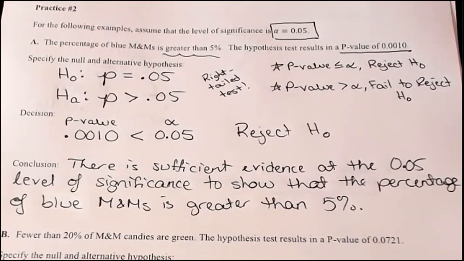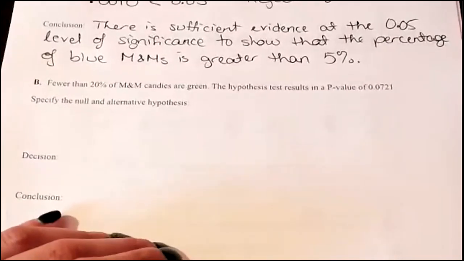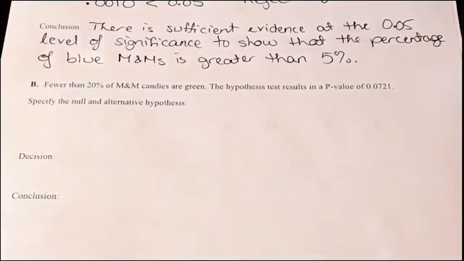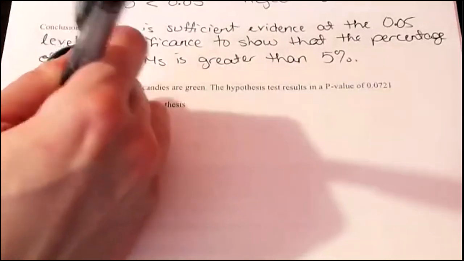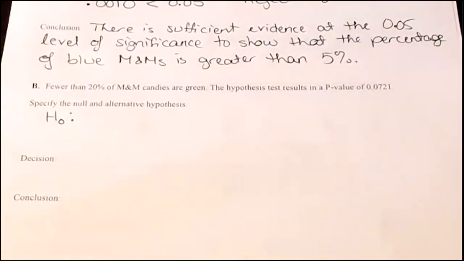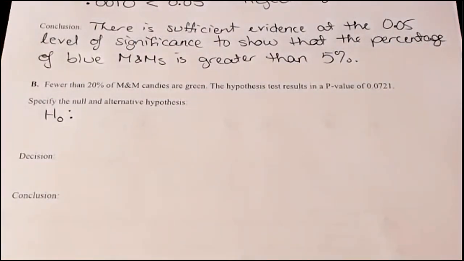Good. Any other questions? I think we have time for one more. Let's just do one more. Fewer than 20% of M&M candies are green. The hypothesis test results in a p-value of 0.0721. Specify the null and alternative hypothesis. Would someone tell me what is the null hypothesis in this case? Give it your best shot. What would I write for the null?